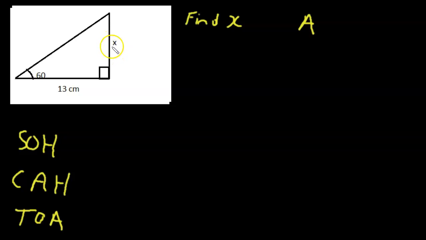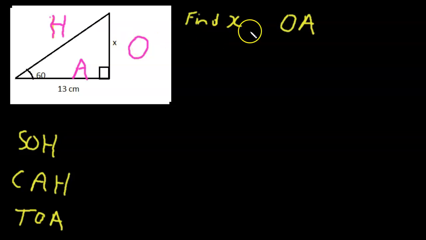And what are you being asked to find? You're being asked to find x. X would represent the what? Opposite. So in the context of opposite, adjacent, and hypotenuse, this is always the hypotenuse. The hypotenuse side is always the side that is opposite to the right angle. Alright? So this is your hypotenuse side, H. This is your opposite side. Why? Because we are referring to the 60 degrees angle, and this x here is opposite to the 60 degrees. And the base would represent the adjacent side.